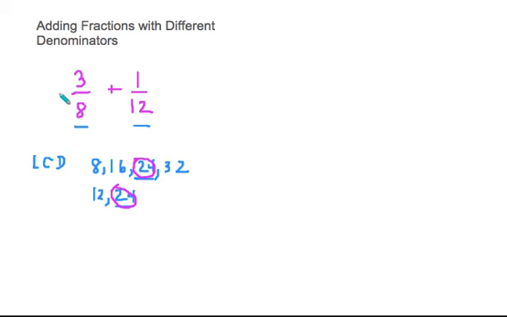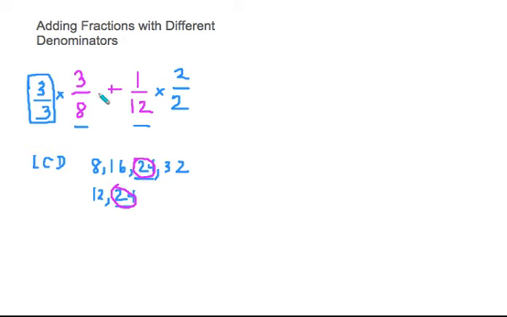So with the 3/8, in order to get 24 for the denominator, 8 times what will give you 24? 8 times 3 will give you 24. And what you multiply the bottom by, you have to multiply the top by. Because in this case, 3 over 3 is 1, and so you're not changing anything. You're really keeping the fraction the same, but giving yourself a different denominator at the same time. And so for 1/12, 12 times what will give you 24? 12 times 2 will give you 24, so you multiply by 2 over 2.